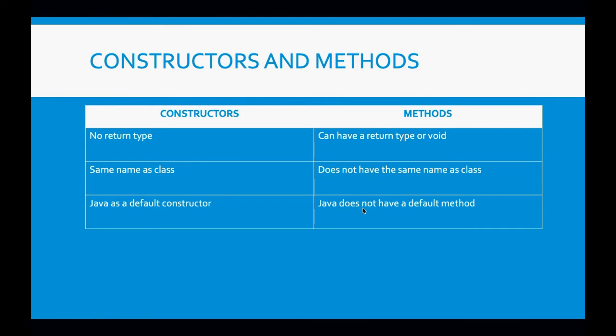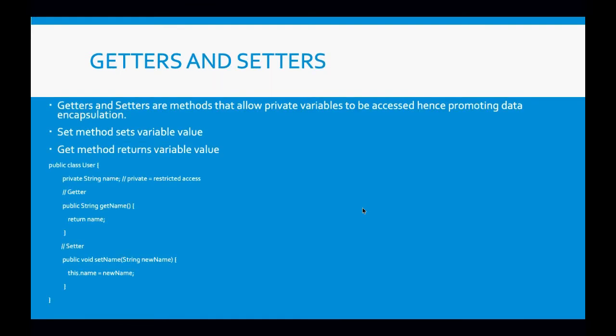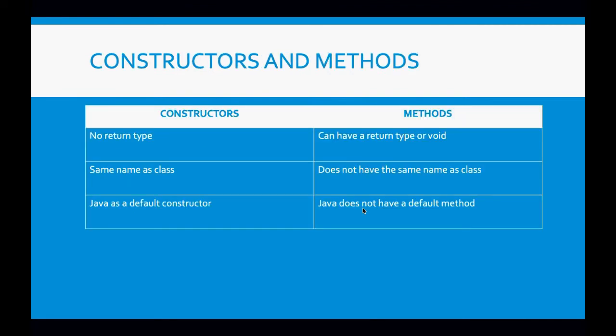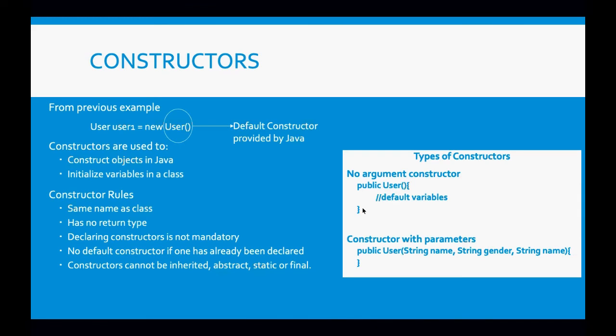So that is all for constructors. It's basically used for constructing objects in Java, how you want your objects to look in your code, and you can play around with it and make different objects with different parameters and different types.